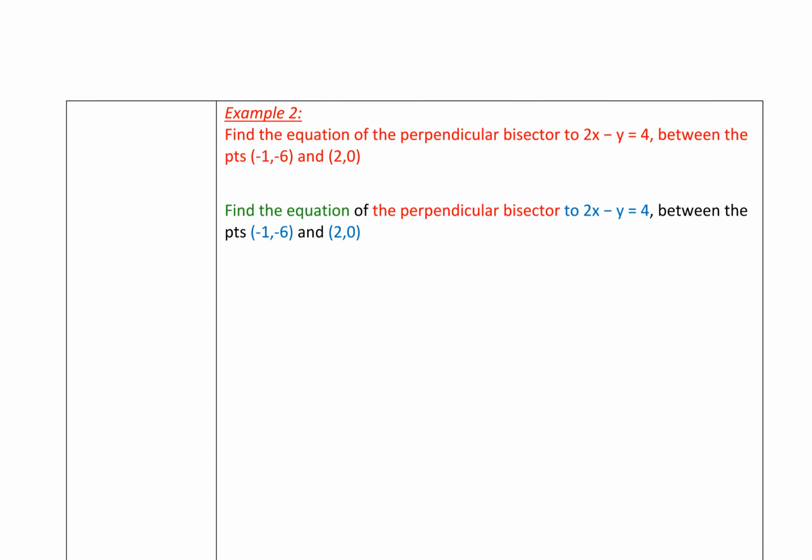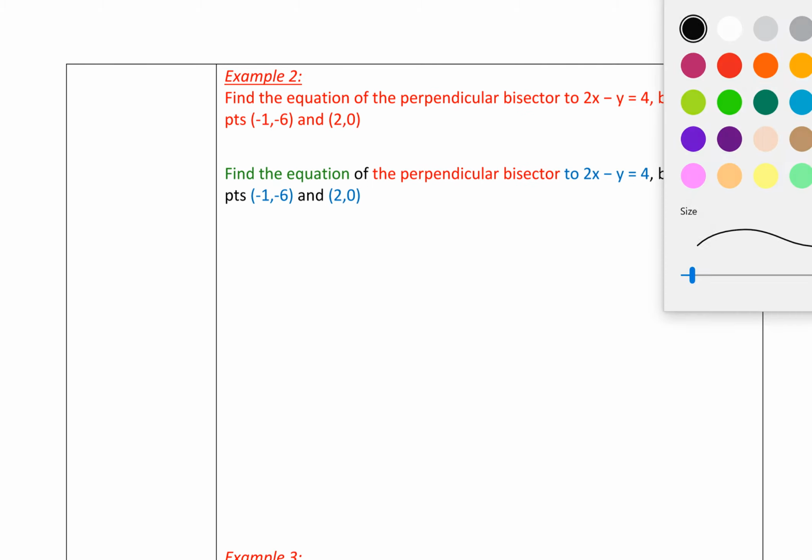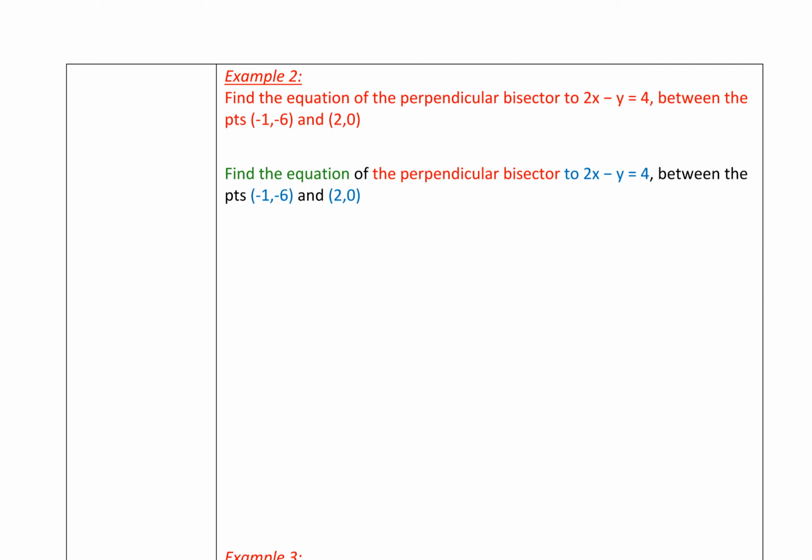So, suppose we were asked to find the equation of the perpendicular bisector to 2x - y = 4 between the points (-1, -6) and (2, 0). There's a lot to this question. Yes, we need to find an equation, but we also need to know what a perpendicular bisector means. Bisector, well, the word bi means two. Sector is referring to two sections, and in this case a perpendicular bisector means that we've got a straight line which hits the midpoint of these two points at a right angle.